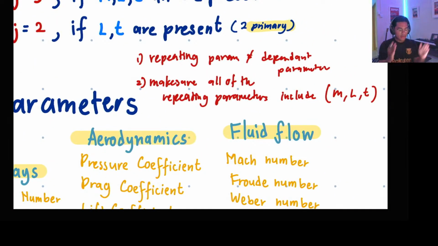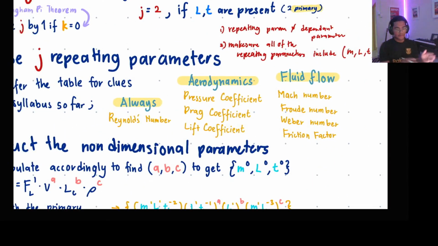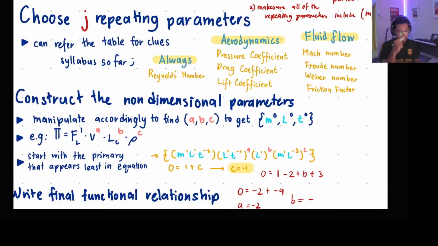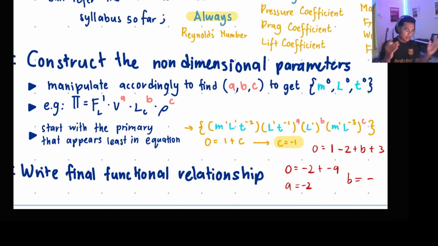Repeating parameter cannot be the dependent parameter. Make sure all of the repeating parameters collectively have MLT. Okay, and also refer to the coefficients or the non-dimensional parameter list in the textbook. Okay, so now we move on to step 5, which is construct the non-dimensional parameter.